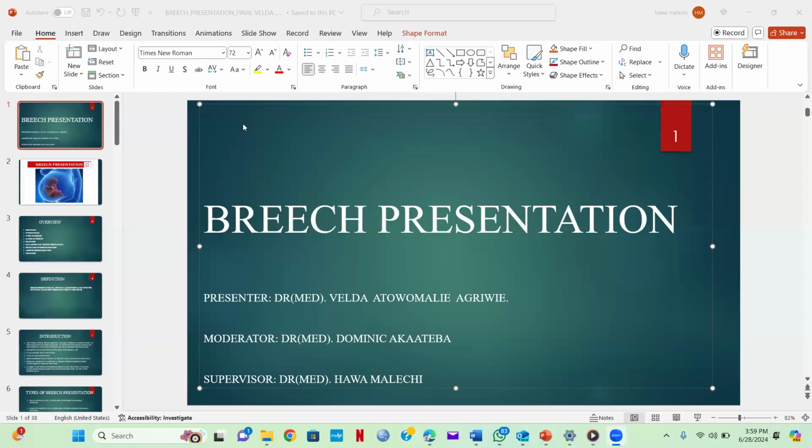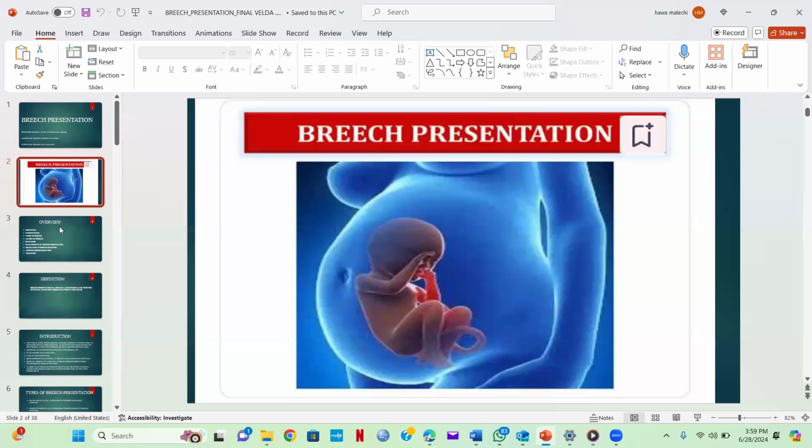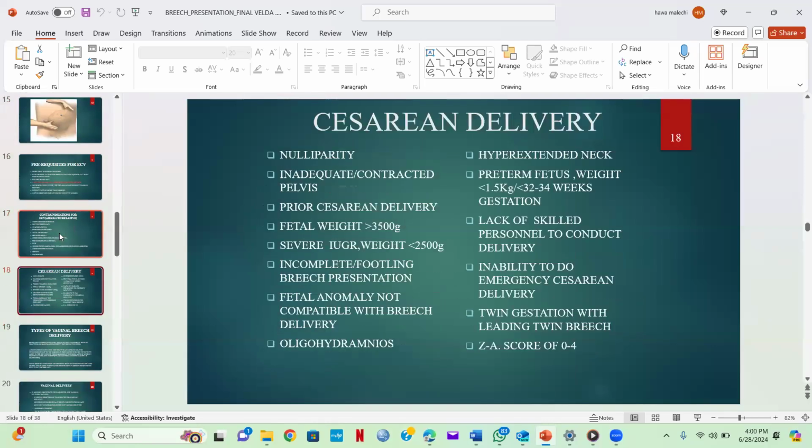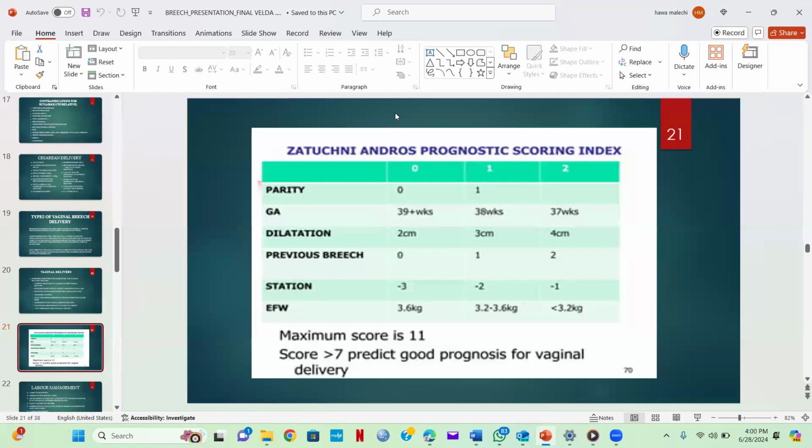Please, my first question is about the Zatuchni-Andros prognostic scoring index. As we have the Apgar score, does it mean that when a client comes in and the ultrasound detects that the baby or the fetus is presenting with the buttocks, you should have this tool to assess the person, to know whether the person can deliver vaginally? My second question is about the cesarean section, about the incision site. You made mention of the classical incision, and I didn't hear about the transverse. So in any breech presentation, does it mean that the incision is to be done classically? Or maybe the transverse cannot be done.